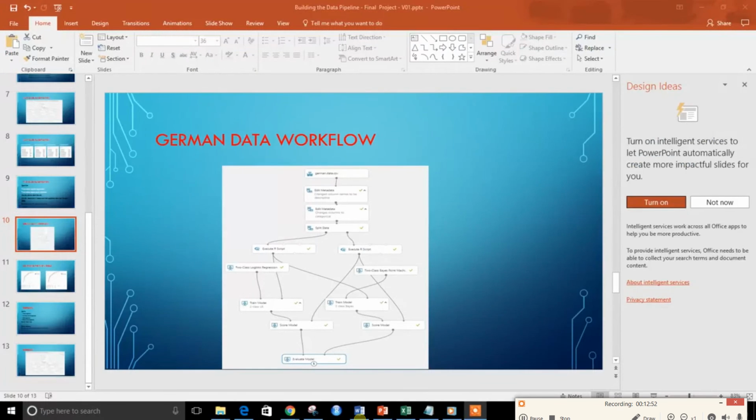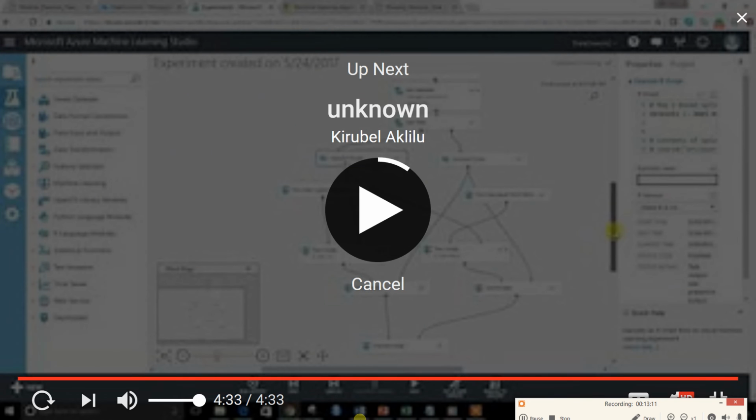So this dataset was relatively simple and easy to follow, but it gave us a really good means to learn how to use Azure Machine Learning Studio, as well as get some hands-on experience running and comparing models. Okay, thank you so much.